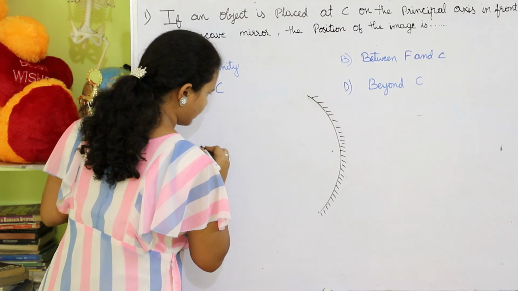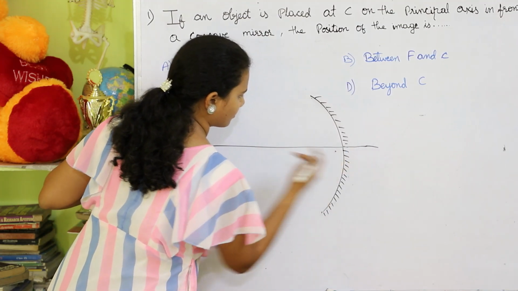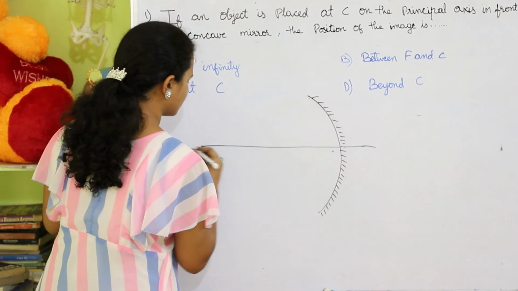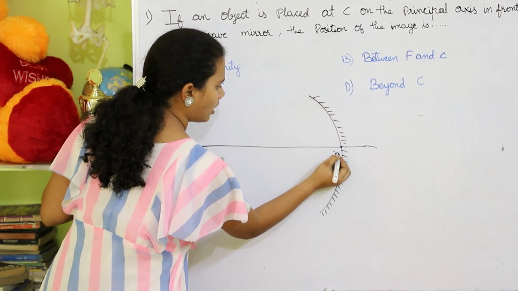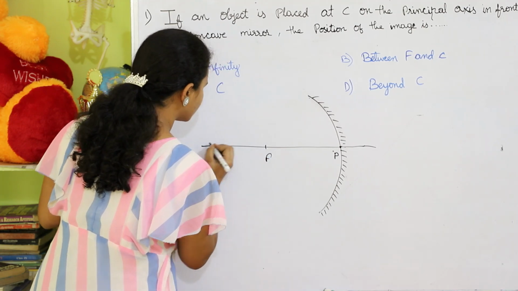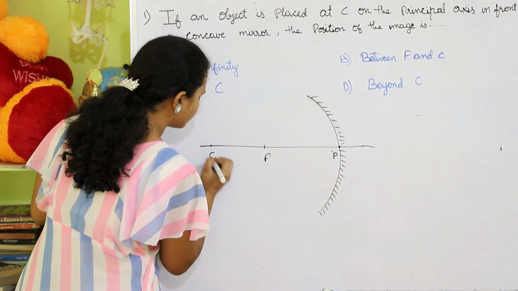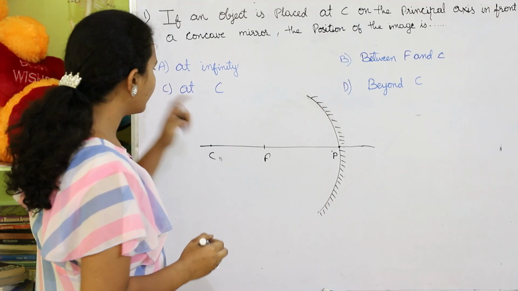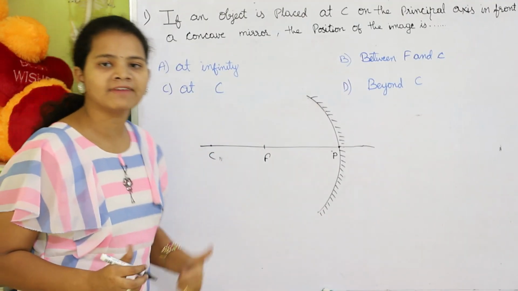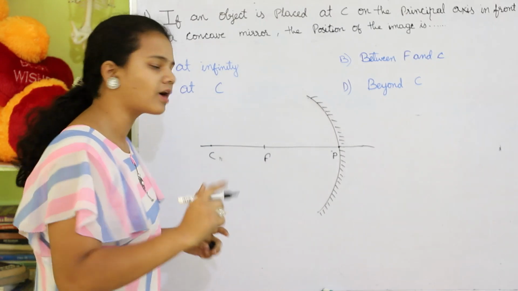Now let me draw a line over here. So let this be the principal axis, guys. Here this is the pole, focus, and what else? Center of curvature. Now here you have a concave mirror. An object is placed at C. C means center of curvature. An object is placed at the center of curvature.